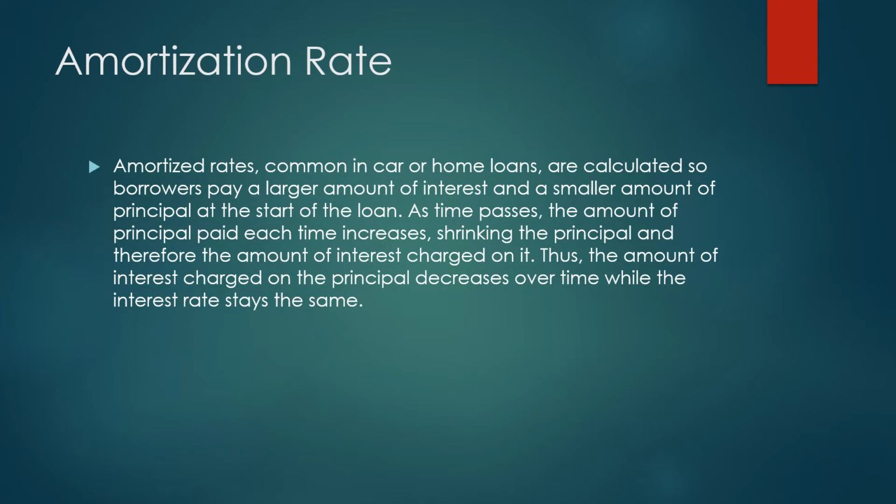Now, amortized rates common in car and home loans are calculated so borrowers pay a larger amount of interest and a smaller amount of principal at the start of the loan. As time passes, the amount of principal paid each time increases, shrinking the principal and therefore the amount of interest charged on it. Thus, the amount of interest charged on the principal decreases over time while the interest rate stays the same. Now, this is for your car loan, this is for your home loan.